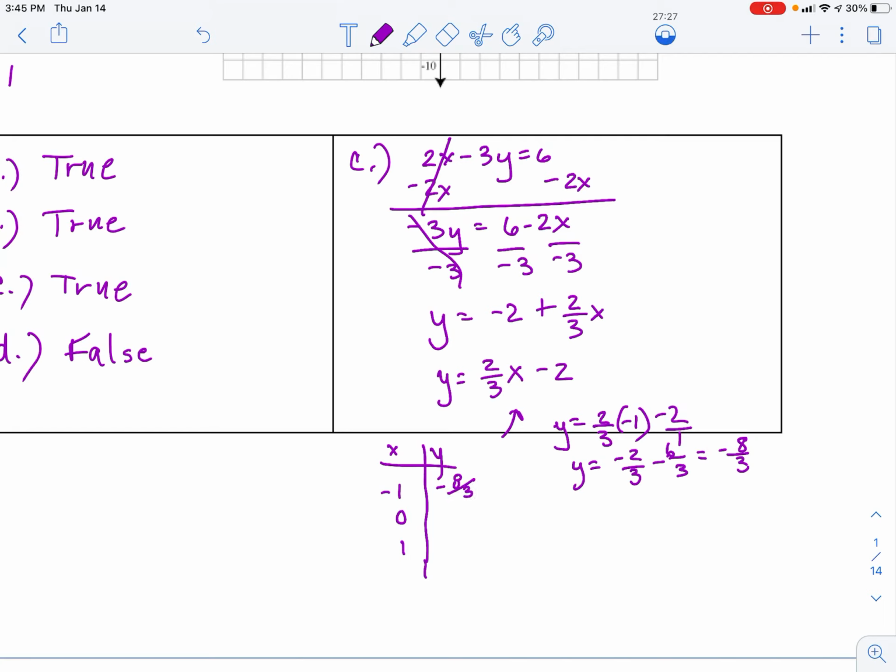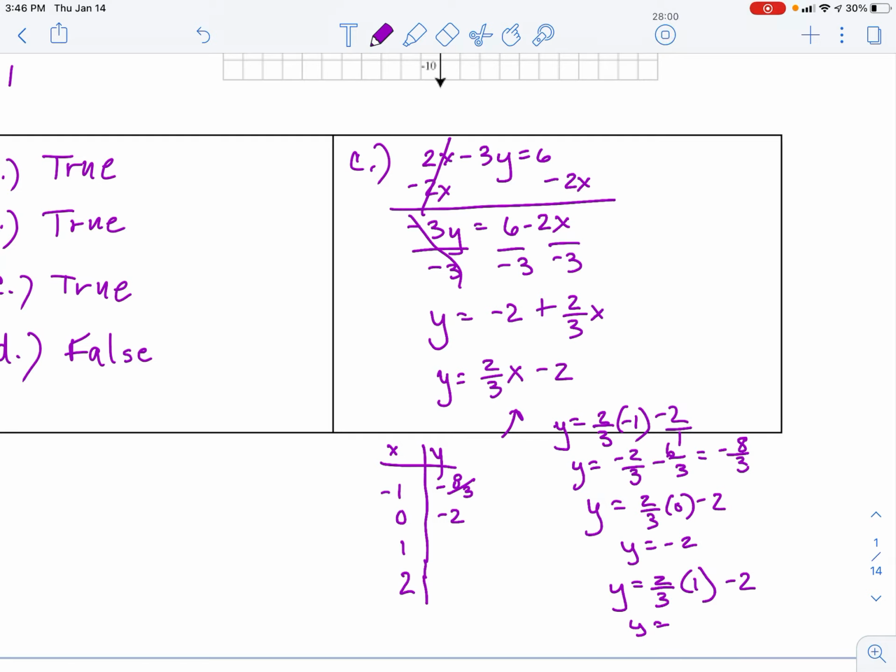I might not even graph that one because it's kind of an awkward finding, but 8 divided by 3 is a little more than 2.5, so I probably won't even use that one. So I might end up using a positive number here just to see what we end up with. So let's go ahead and put a 0 in for x. This one could be a nicer one because y is going to equal negative 2. I like that one a little better. Let's put a 1 in. Maybe that one will be good too. I don't know. 2/3 times 1 minus 2.